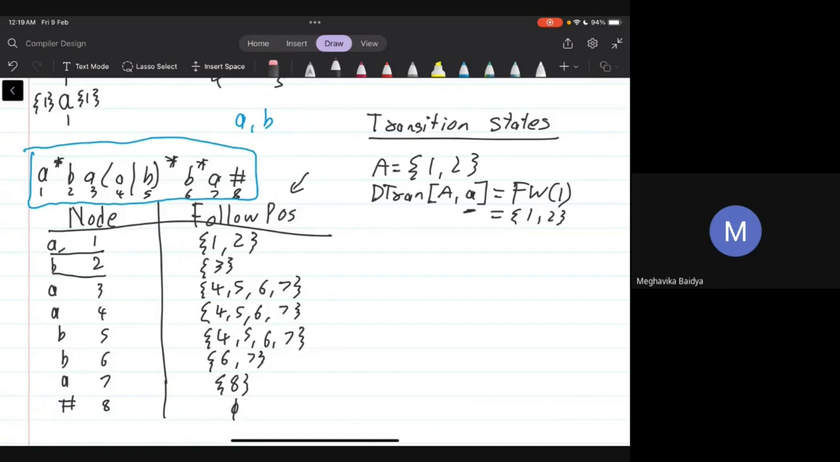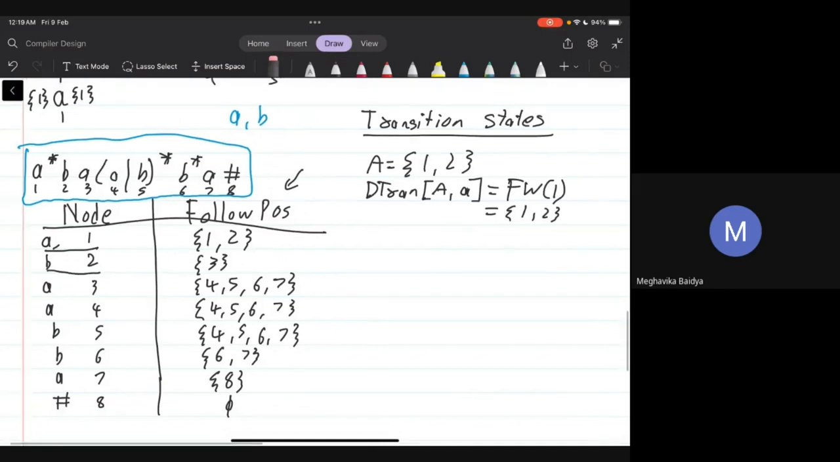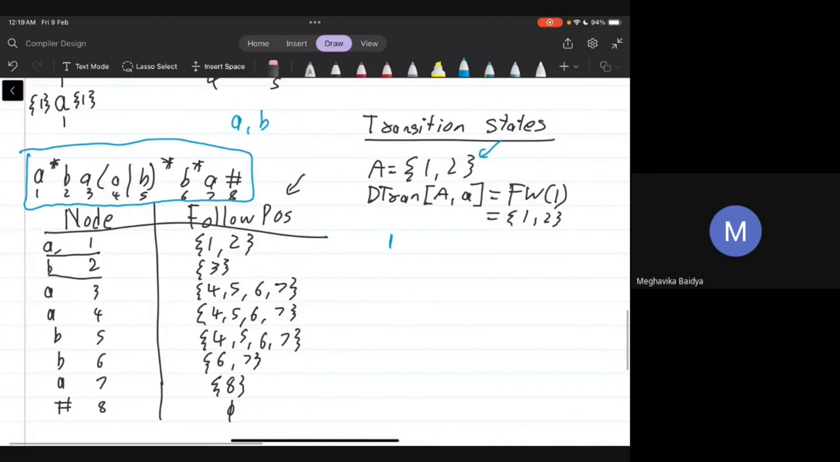Okay, I'm kind of confused here. See, this is your A. So you have to find, in the set, which is matching with the input symbol. When we numbered it, the 1 was A and the 2 was B, right? And the same thing we have annotated here also: A B A B B A hash. So we try to match with that.